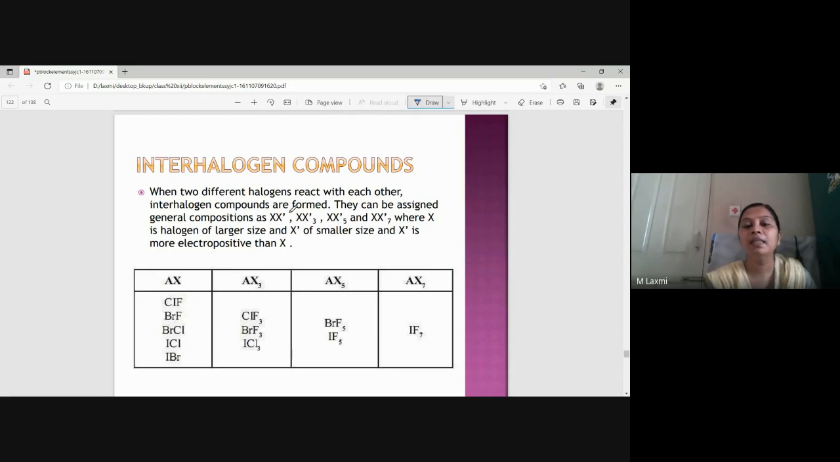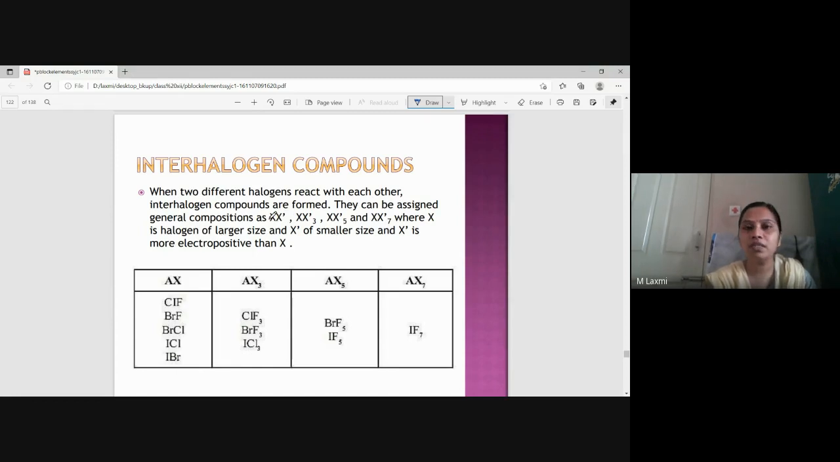How are they formed? They will have compositions like chlorine monobromide, or chlorine tetrabromide, or chlorine pentafluoride. You understood, right? X refers to a halogen. You have two halogens, and they will both be monovalent here, with tri, penta, then hepta. The first X refers to the halogen which has the bigger size, and X dash refers to the halogen of smaller size. So we mean to say this is more electropositive than X.